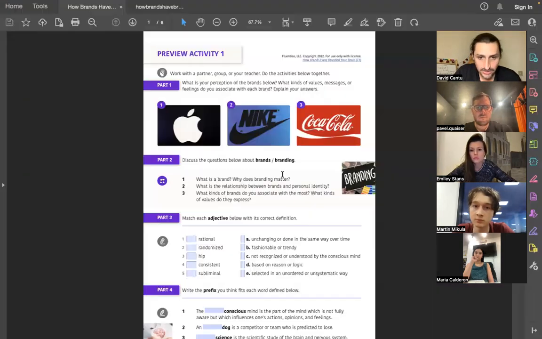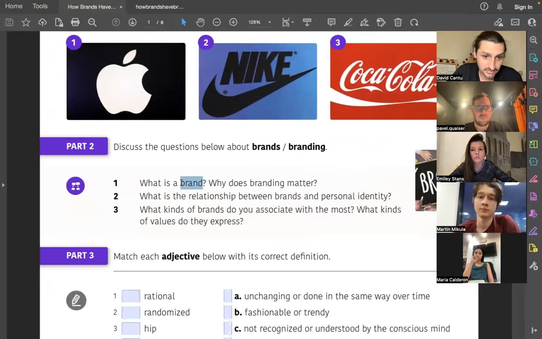Wow. You see, so many different things go into the brand and the image. So great. In the next one, we're going to go a little deeper. We're going to talk about brands and branding. Branding is the process of creating a brand. So let me show you the next conversation. Here you'll talk about brands in general. What's the definition of a brand, and why does it matter? Why is it important? And then talk about the relationship between brands and personal identity. Maria and Emily already discussed that a little bit, about what you can associate with it.